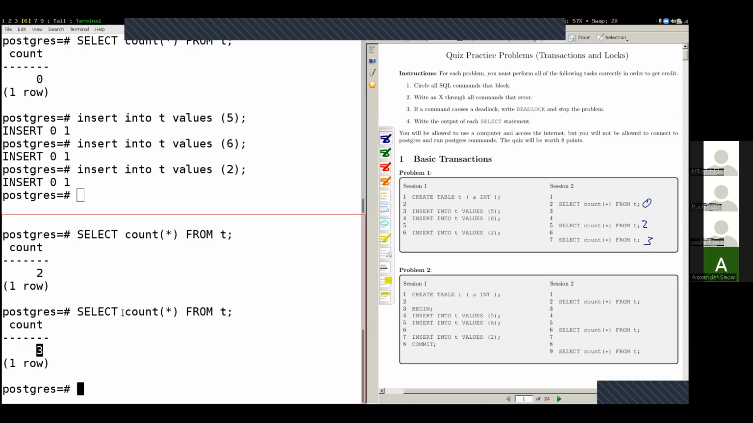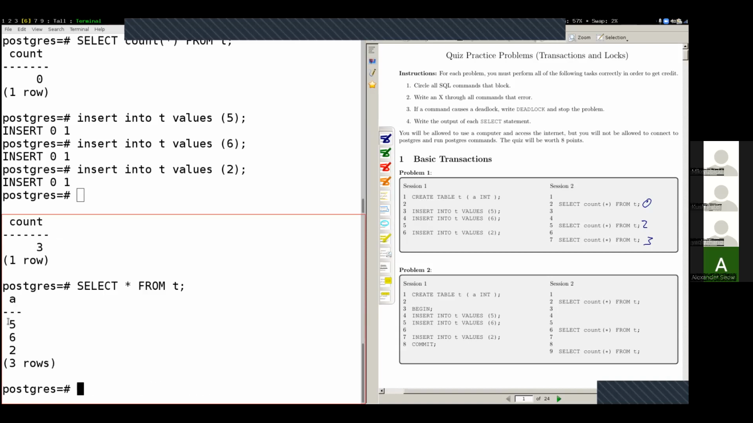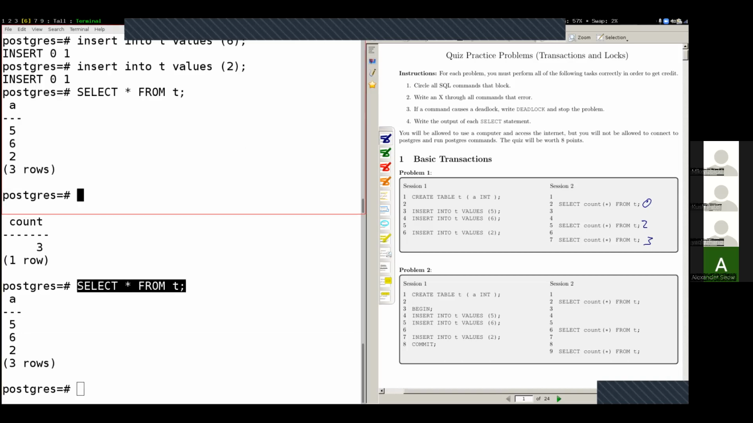So right now I'm doing select count star from T, so that's showing me the number of rows. If I just do select star from T, that'll show me the contents of it, 562. Okay. And the key thing here is that it doesn't matter where we're running it from. We're going to get the exact same results here in both sessions.